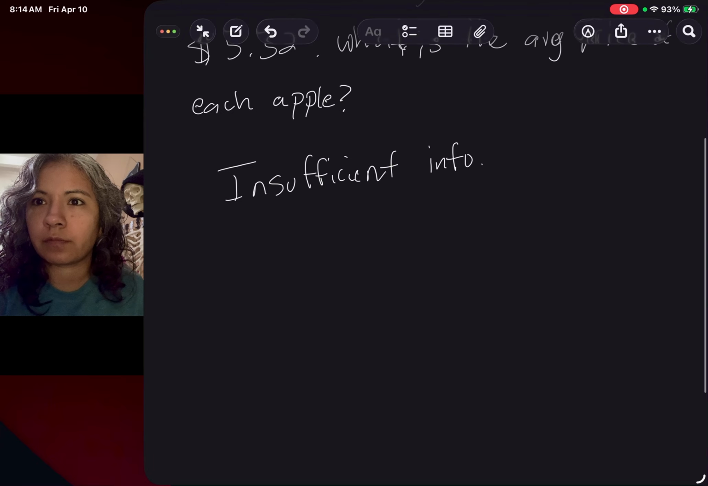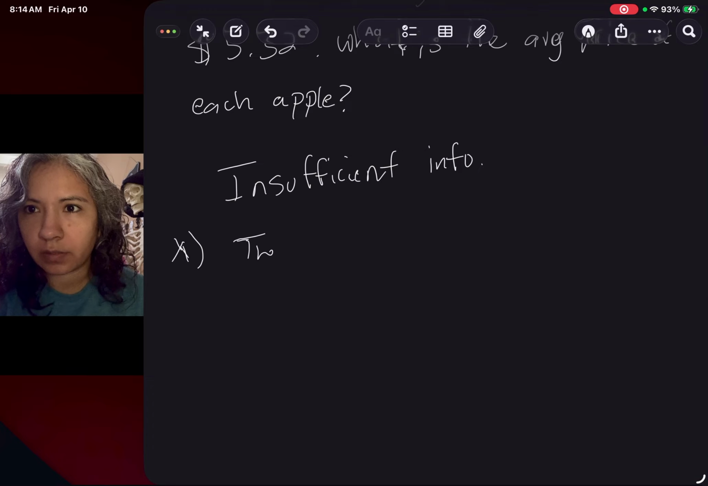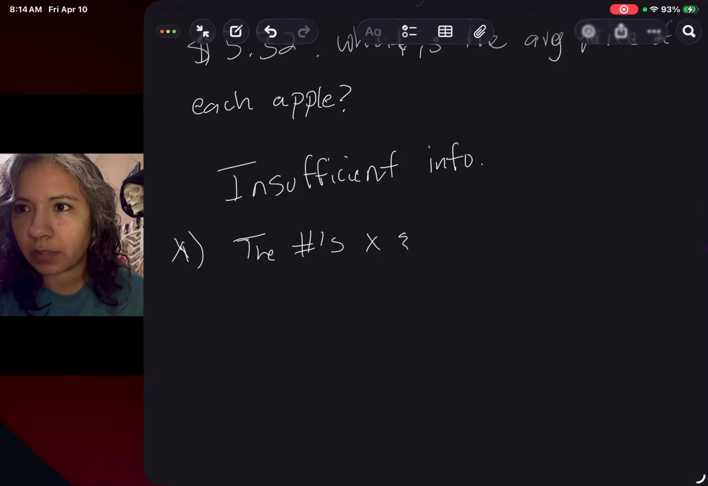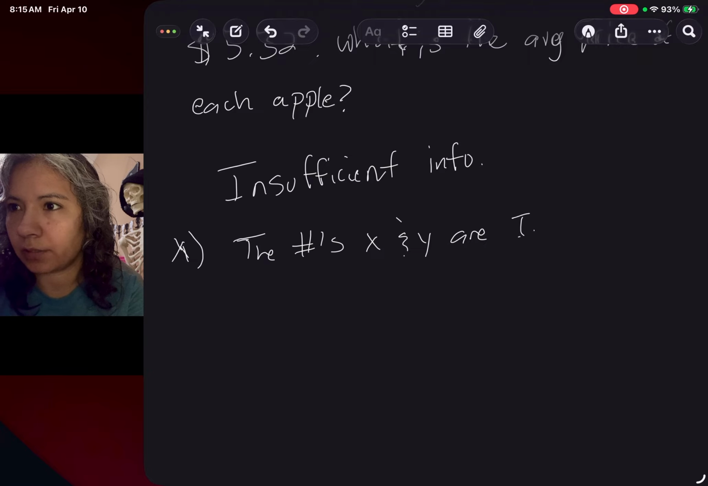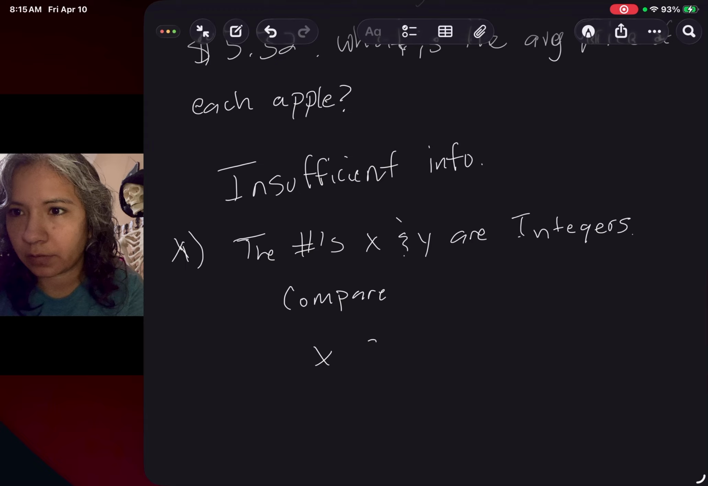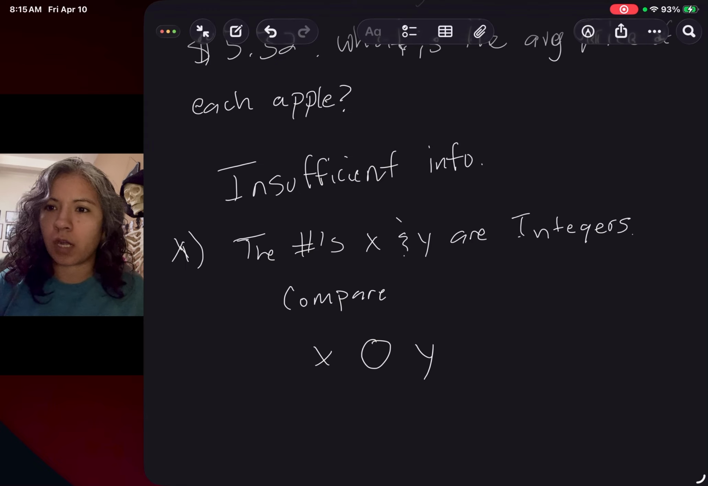So for this example, let's say the numbers x and y are integers. So now we want to compare. X, is it greater than, equal to, or less than y?